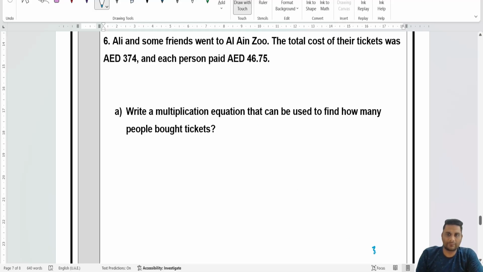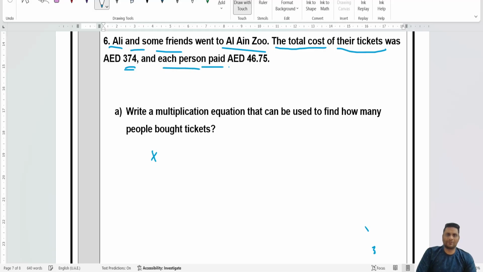Use my cursor. Ali and some friends. We don't know how many friends, right? So let's say together how many friends are there? X. Ali and X friends are going to the Alien Zoo. The total cost of their tickets is how much? 374. Okay. And each person paid 46.75. Okay. Tell me, how will I write this?